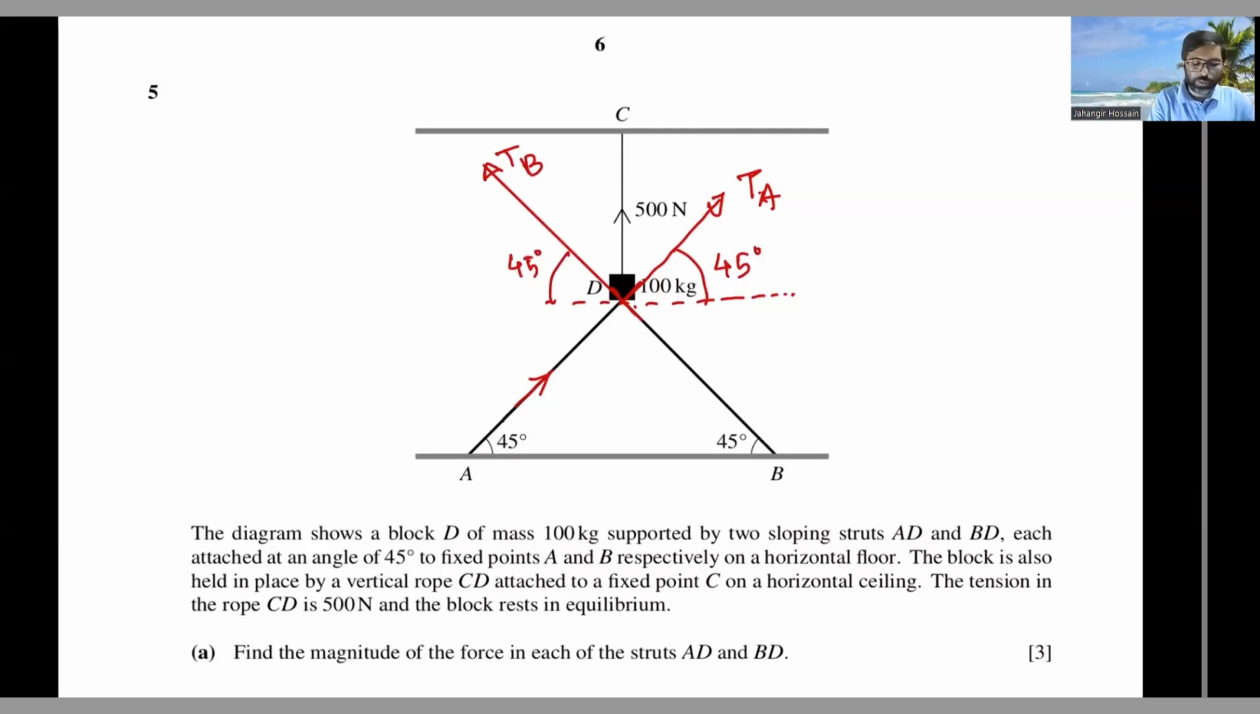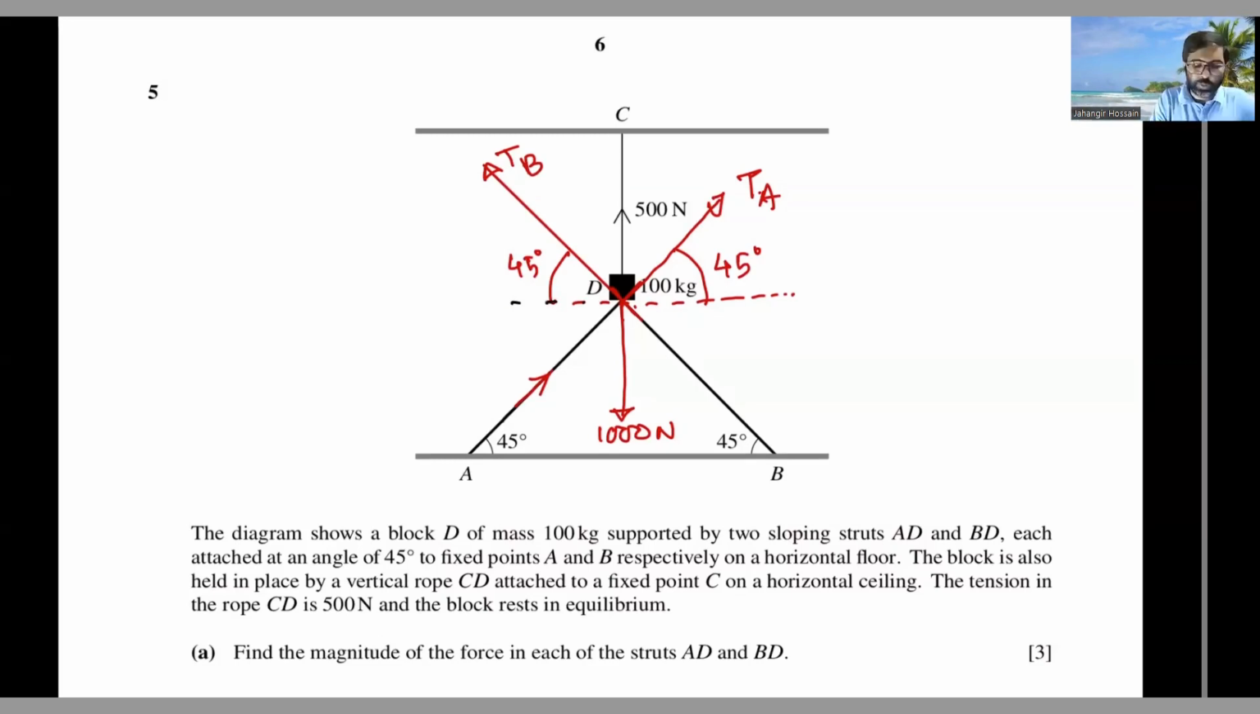Now, apart from these two thrusts and the tension from the rope CD, there is also another force, the weight of the block, which is 100 kg in mass, so weight will be 100 g, that is 1000 Newton. These are the forces, and we need to find the thrust in the struts. Now, let's resolve it.